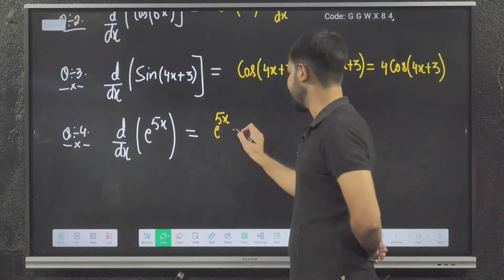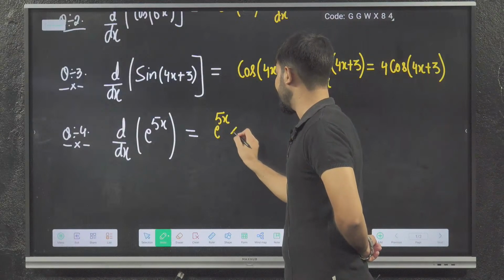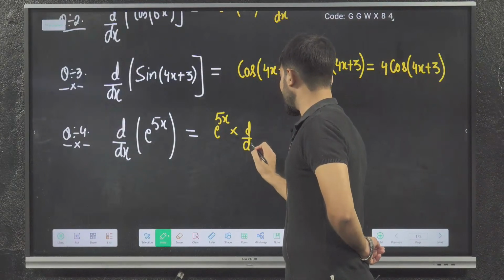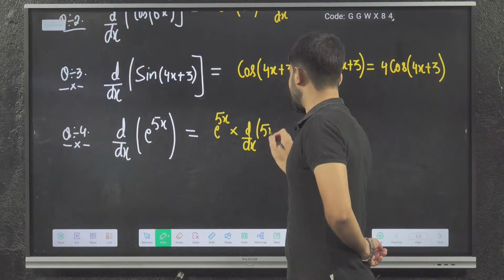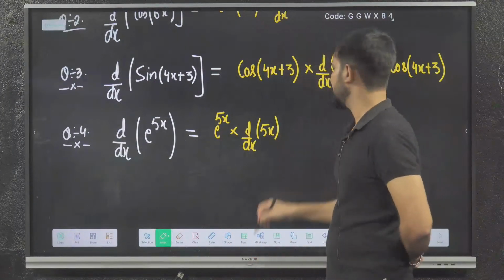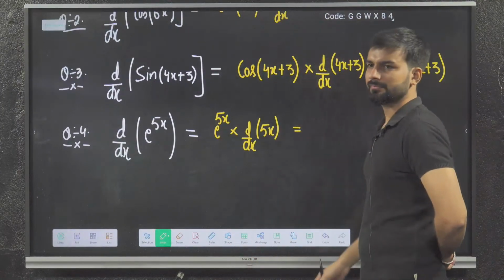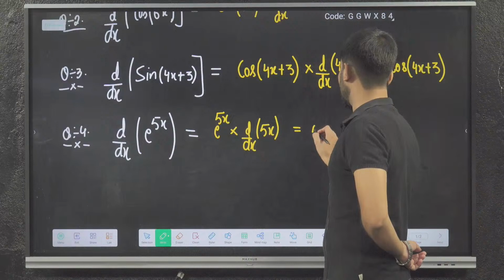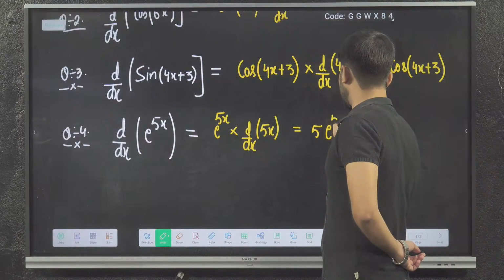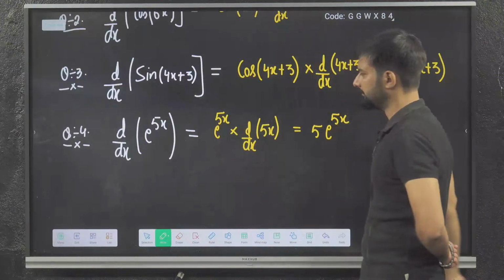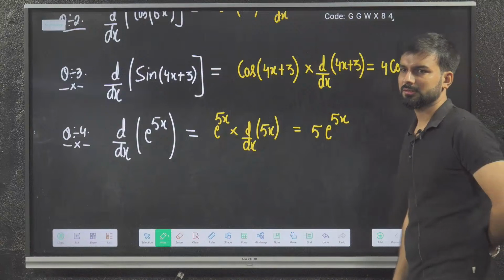In the next step, is the power x? No, the power is 5x. So I have to do redifferentiation. What do I have to do? d by dx of 5x. So what is the answer I will get? What is the differentiation of 5x? 5. So 5 here, e power 5x. This is it. Right? Very easy.